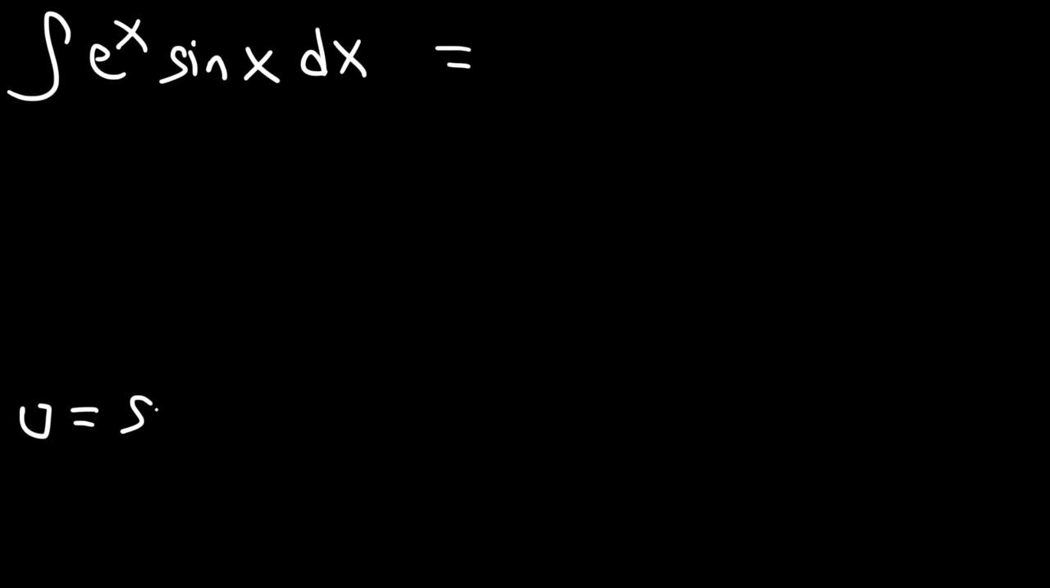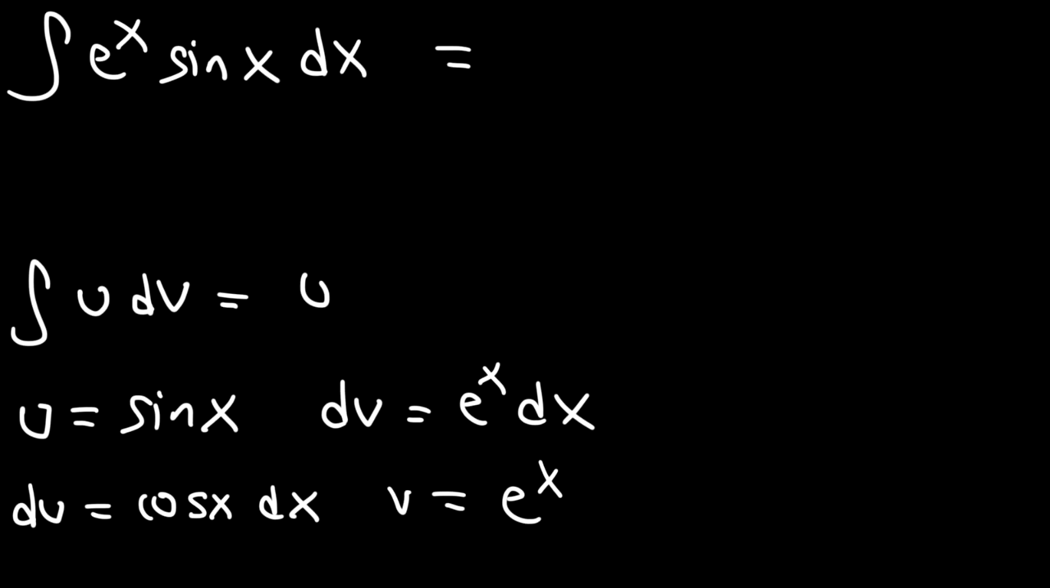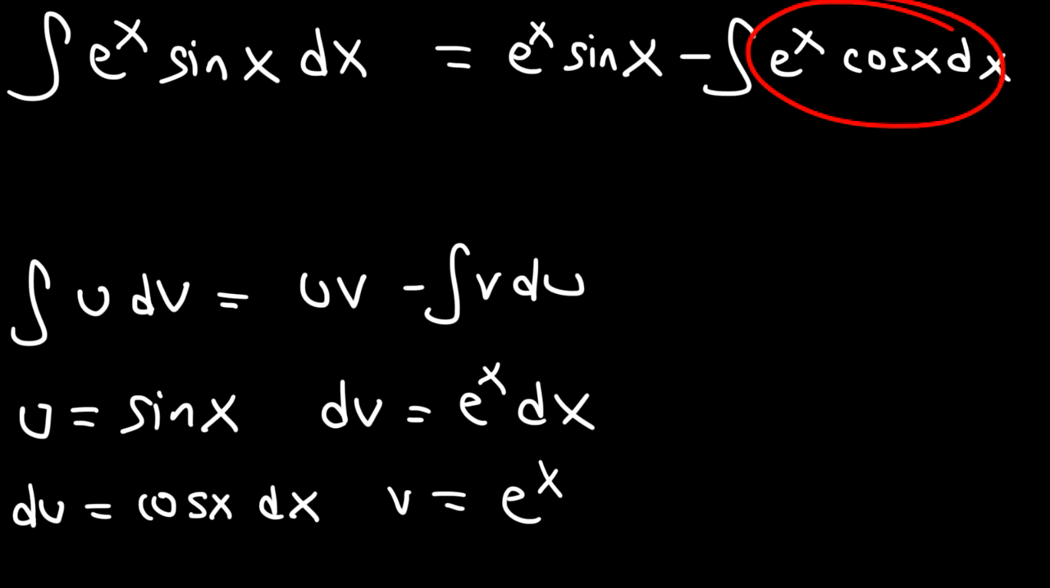So we're going to keep u as sine x and dv as e to the x dx. So du is going to be cosine x dx, and v is just e to the x. So let's write the formula first. The integral of u dv is u times v minus the integral of v du. So u times v, that's going to be e to the x times sine x, and then minus the integral of v, which is e to the x, times du, cosine x dx. So now we need to use the integration by parts formula for this integral.